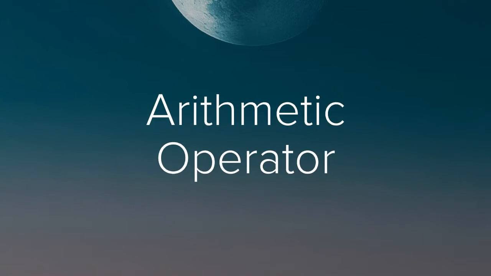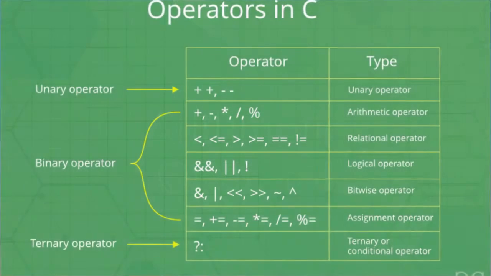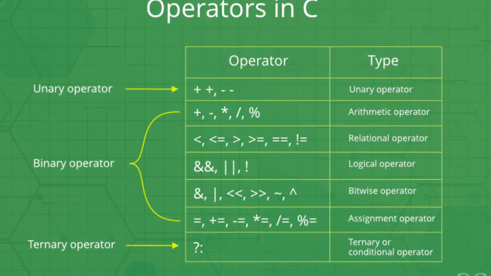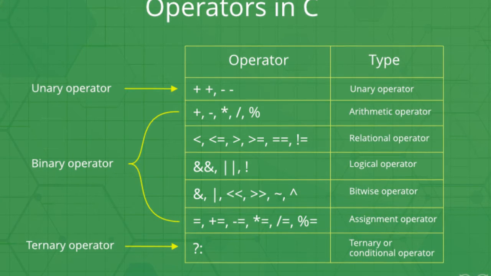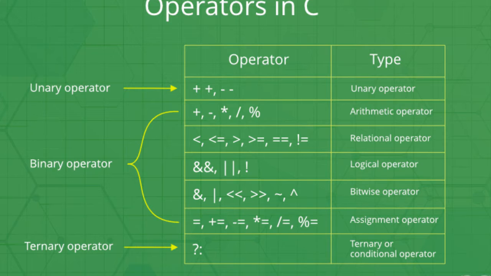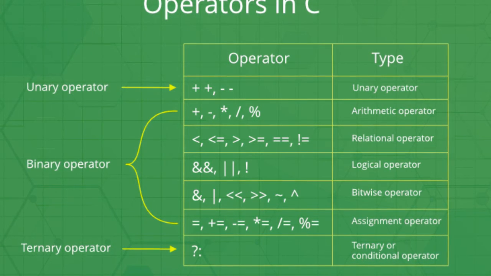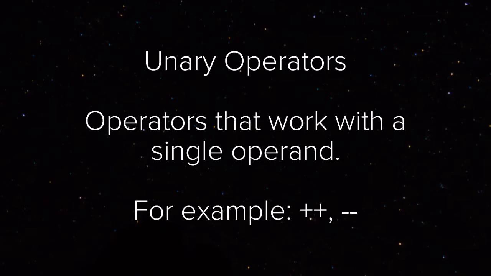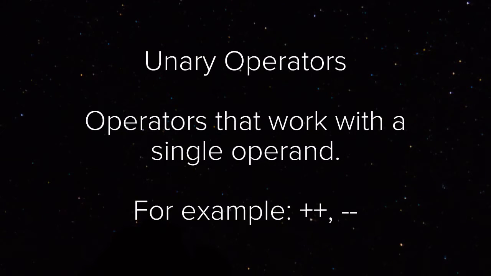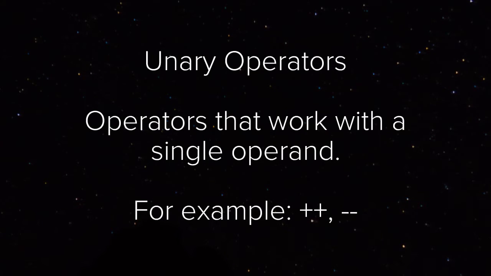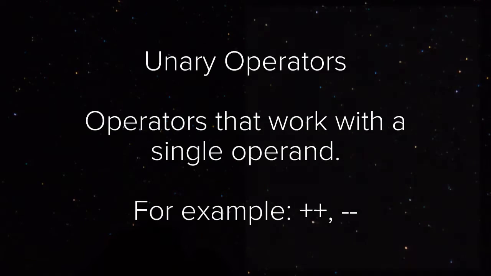Now we move on to arithmetic operators. These are used to perform arithmetic or mathematical operations on operands. It is important to note that there are two types of arithmetic operators that we will be covering today. First, we have unary operators, and then we have binary operators. We will be looking into unary operators. These are operators that work with a single operand. The arithmetic operators that fall into the unary arithmetic operators are the increment and decrement operators.